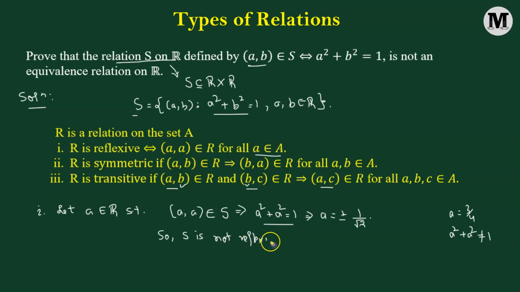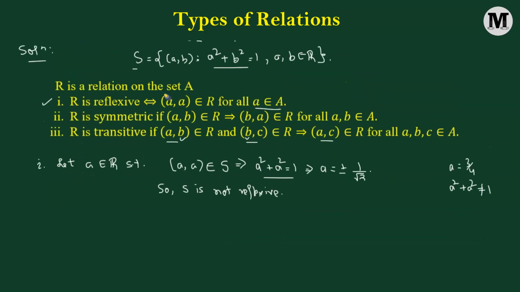So here we have shown that our given relation S is not reflexive. Since one of the properties fails, we can stop here and say that our given relation S is not an equivalence relation on R. However, since we are checking for equivalence, let's check the other two properties as well. Let's check whether S is symmetric or transitive. Of course, we could have stopped here and said that S is not an equivalence relation on R.